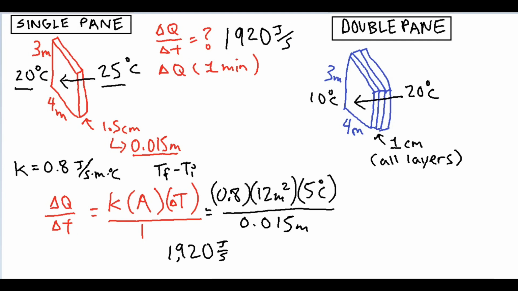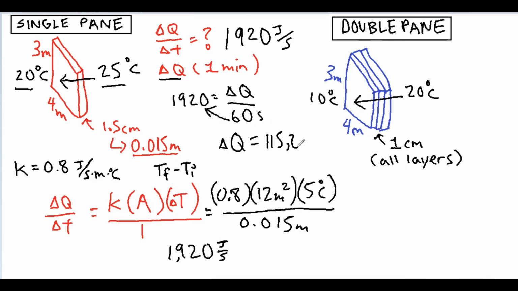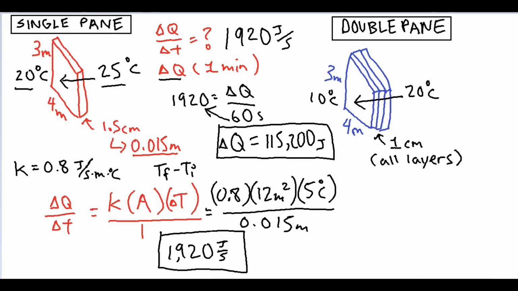And then for our second one, if we are looking for just the delta Q within 1 minute, all we would do is one more simple calculation. We know that this equals delta Q over delta T. We're going to convert delta T from 1 minute to 60 seconds and multiply both sides by 60, which is basically crossing that 60 up and over. And then we have our second solution for delta Q, which comes out to 115,200 joules of heat energy transferred in a minute. So those are our two solutions right there.